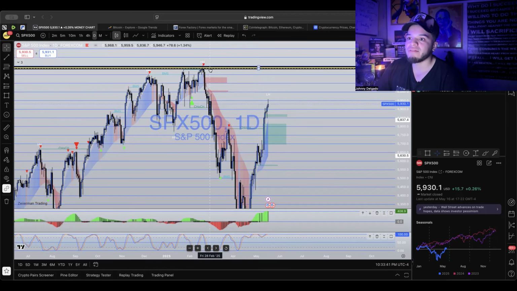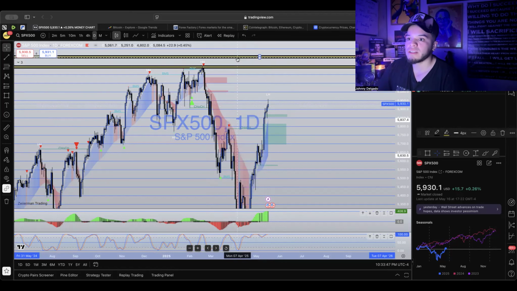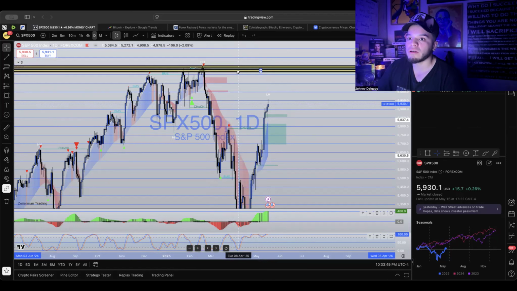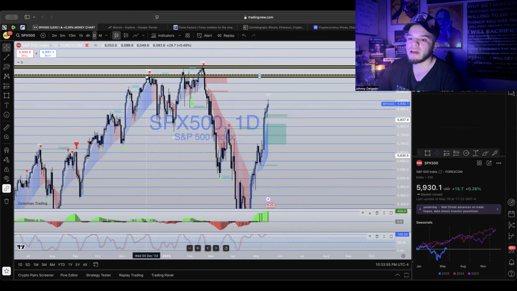So now that I have that in place, I'm going to come right here, right click my mouse, and click clone. Once I do that, I'm going to scroll this down and look at the next level where we saw an explosive move. You guys can see right here, we saw a higher high on December the 4th of last year. We saw price completely melt down. To be exact, we melted down literally over 200 points right over there.